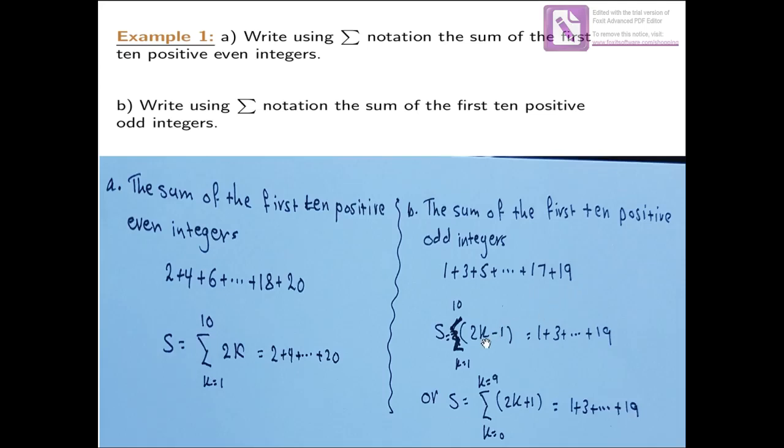We need to solve 2k minus 1 is equal to 19. That means 2k is equal to 20. Then k will be 20 divided by 2, so the last value will be 10. So written 1 plus 3 plus 5 up to 17 plus 19, this gives us the summation of 2k minus 1 where k starts from 1 to 10.